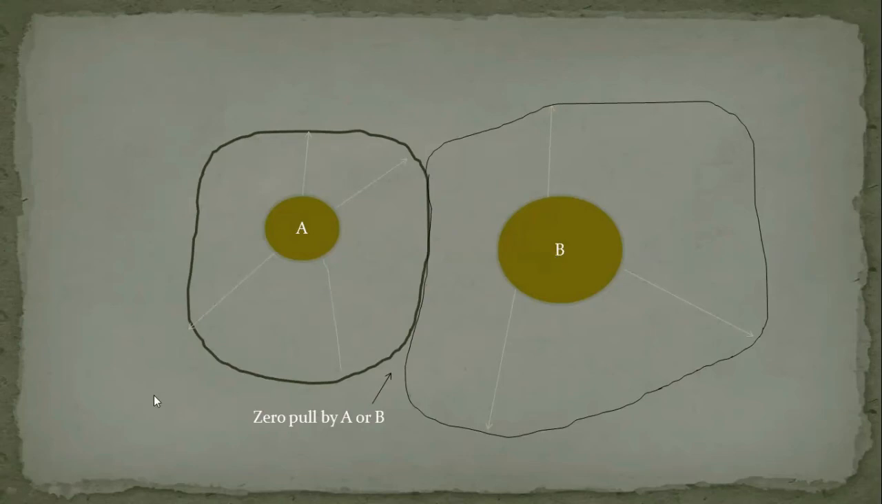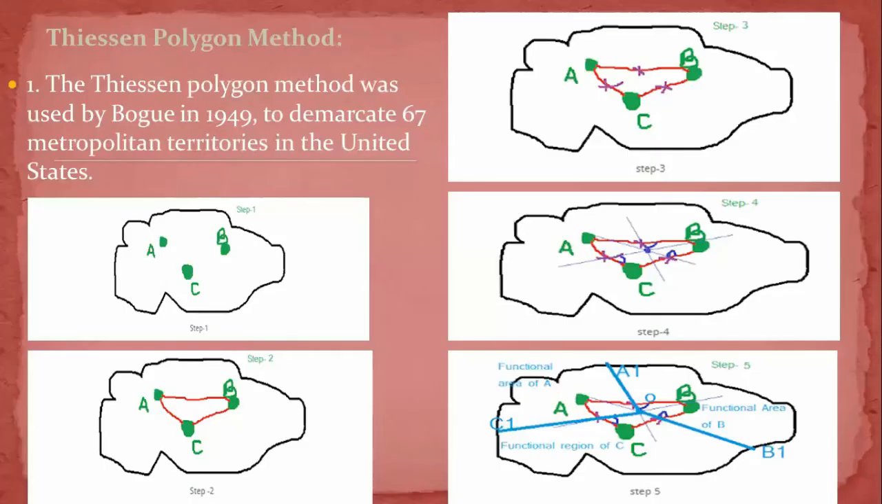Now next, over here in this region, this is a region of zero pull by both A and B. For the people living over here, it is not good to take the service of either A or B. Maybe for them A is very far away, and B is also very far away. Maybe they will go to some other center over here, maybe center C. So there is zero pull by A or B, or zero gravitational attraction for the people over here for A and B. So this is how the gravitational analysis works.